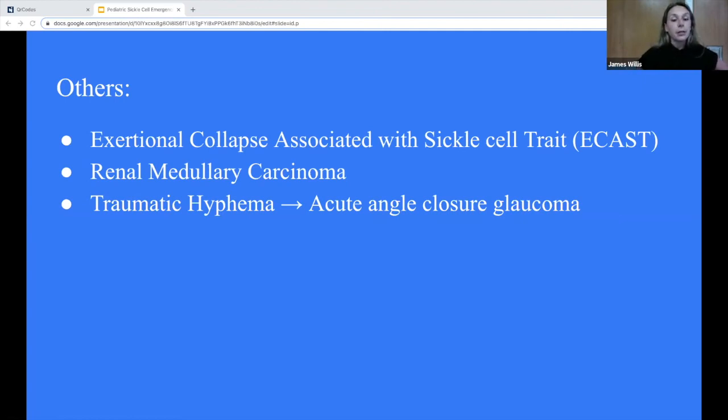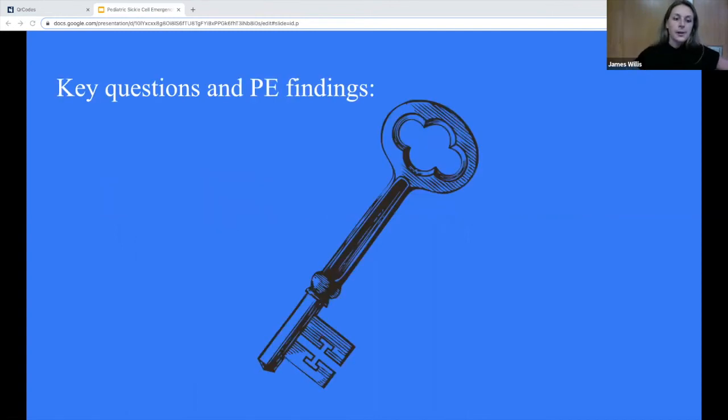Traumatic hyphema is also an emergency in sickle cell. These patients have increased rates of rebleeding into the anterior chamber. The sickled cells can block the canal of Schlemm, which causes an increase in intraocular pressure and can lead to acute angle closure glaucoma.